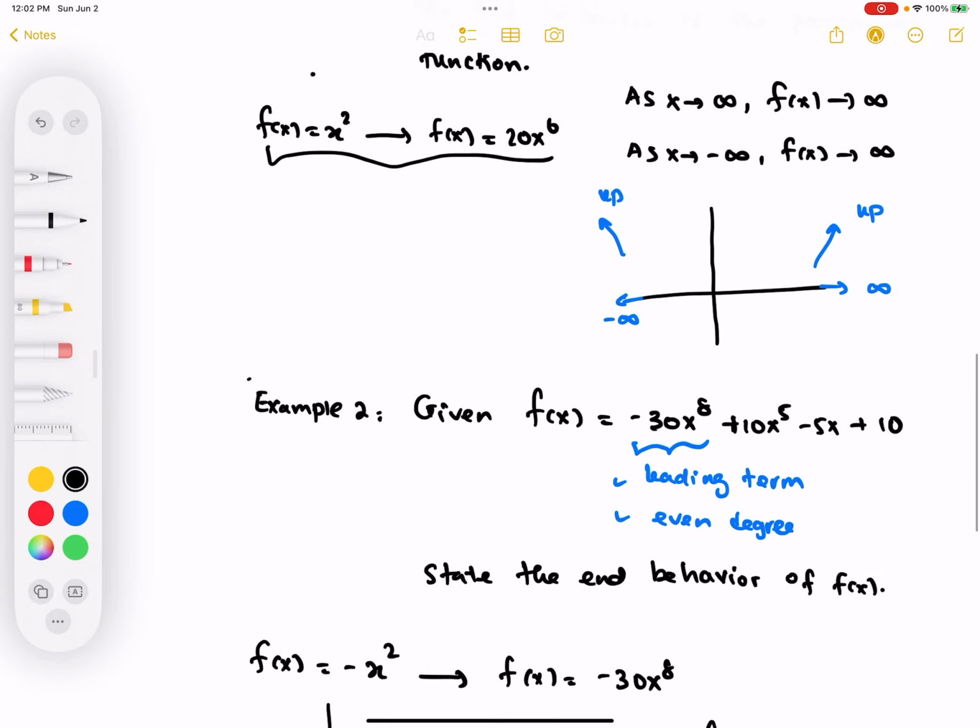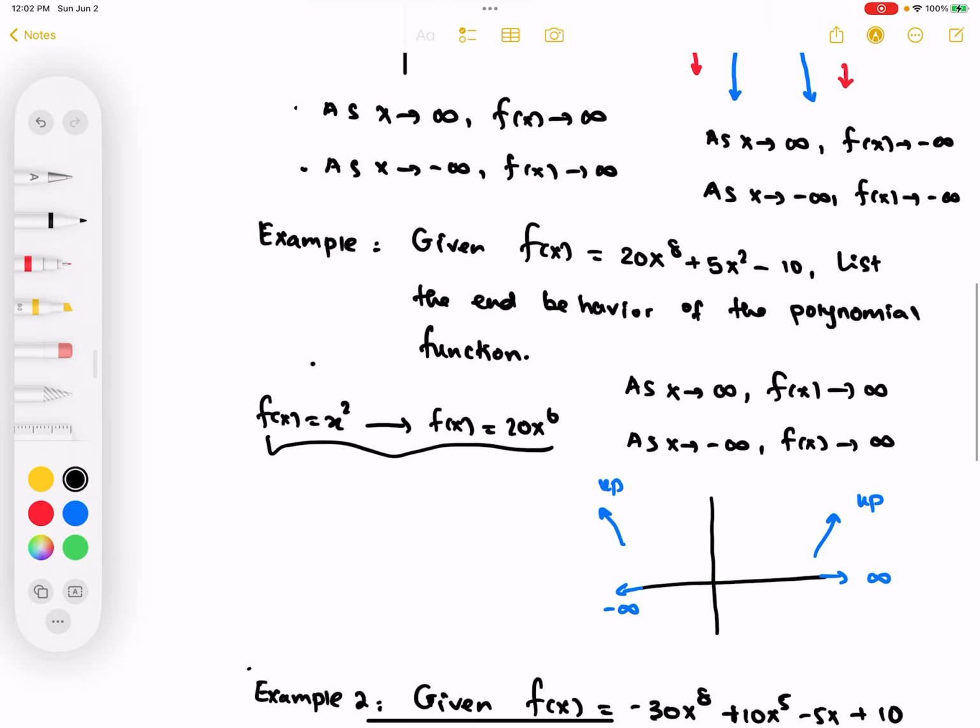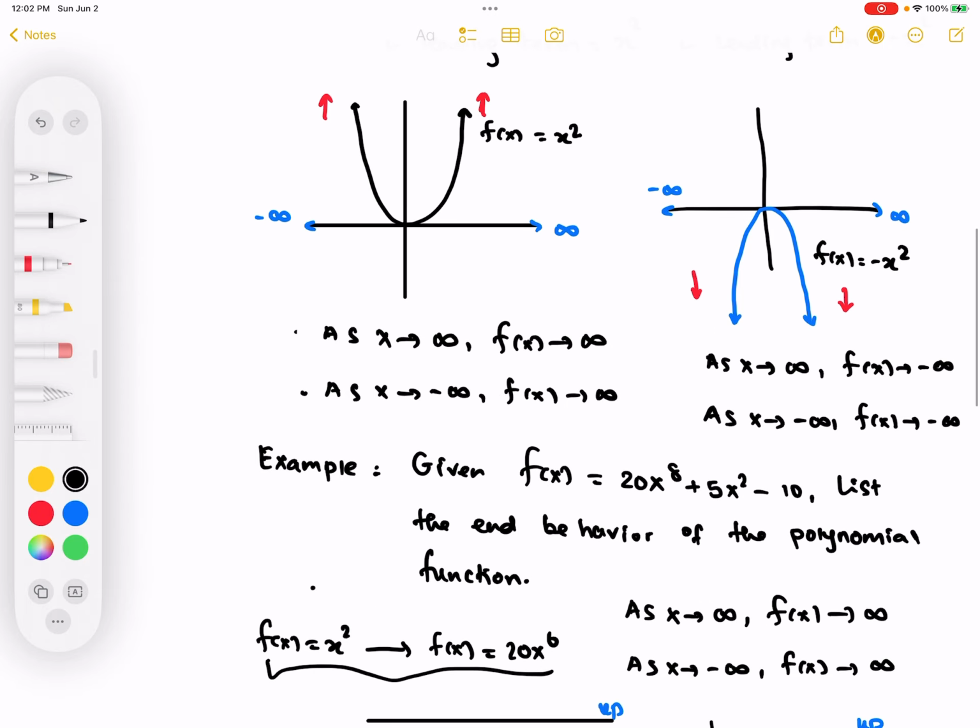So these templates are important to analyze any polynomial with even degree, and the leading coefficient negative or positive. I'll come to the next video with odd degree polynomials with positive and negative coefficients.